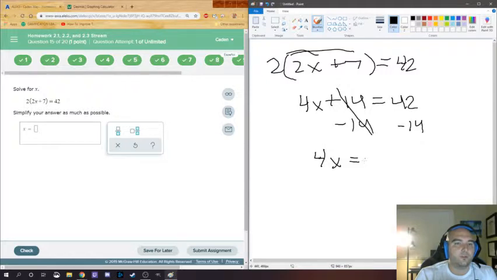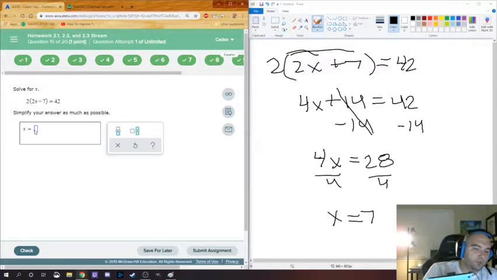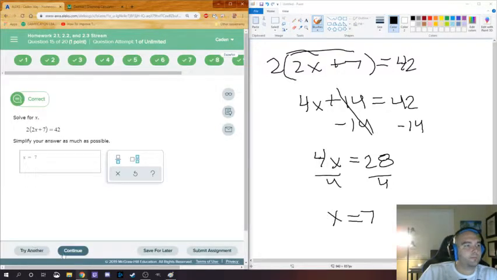Alright, 42 minus 14 is 28. So I minus the 14 on both sides. I divide by 4 on both sides. X equals 7. And then you can confirm, does 2 times 7, which is 14, plus 7, which is 21, times 2 equal 42? Yes, it sure does.